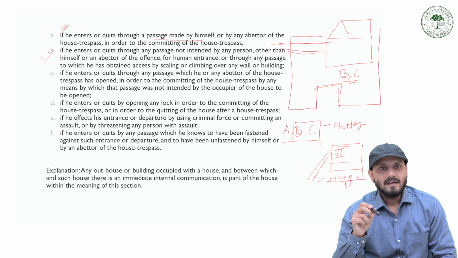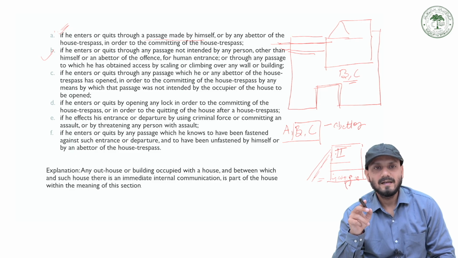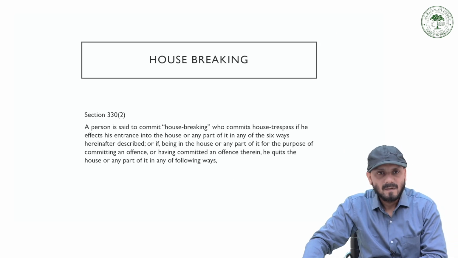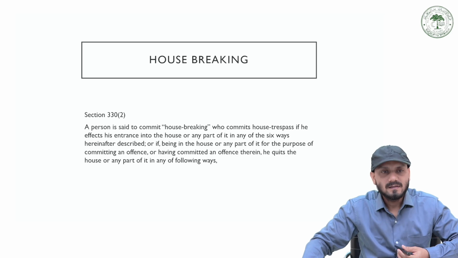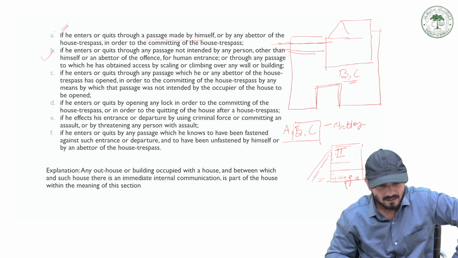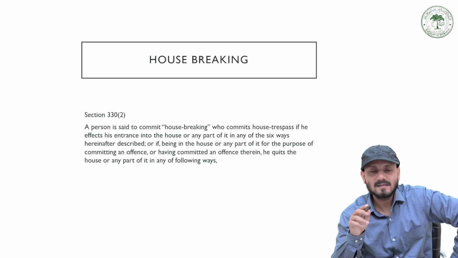Third, if he enters or quits through any passage he or any abettor of the house trespass has opened in order to the committing of the house trespass by any means by which that passage was not intended by the occupier of the house to be opened. This case comes under entering through unintended passages, such as windows or skylights.